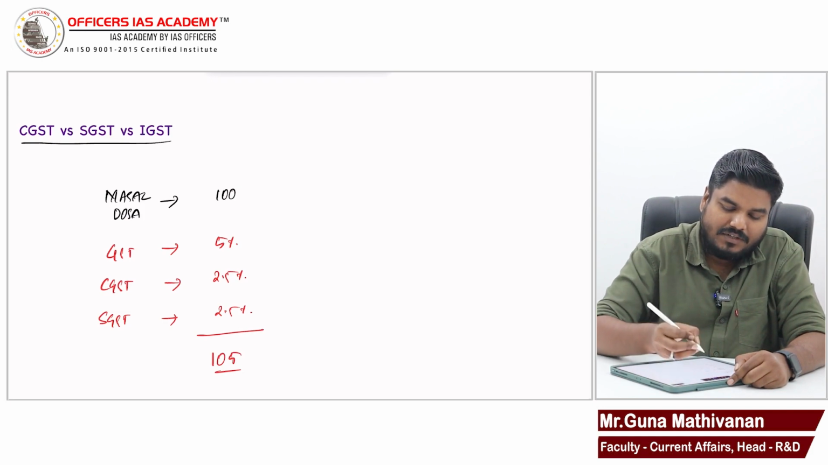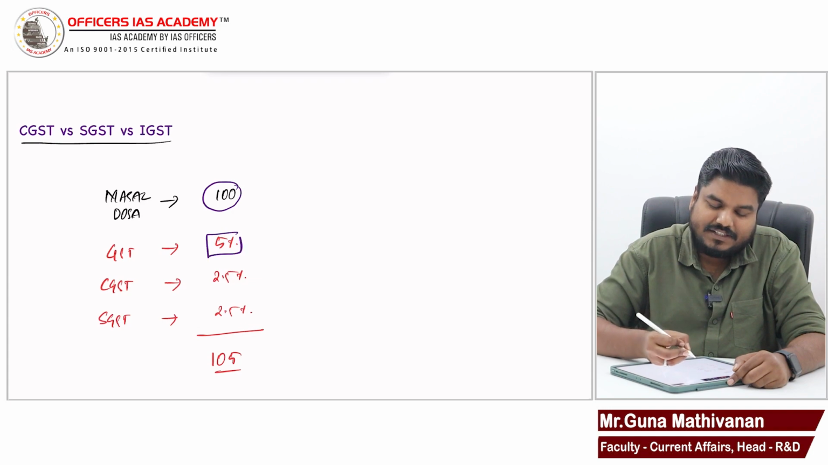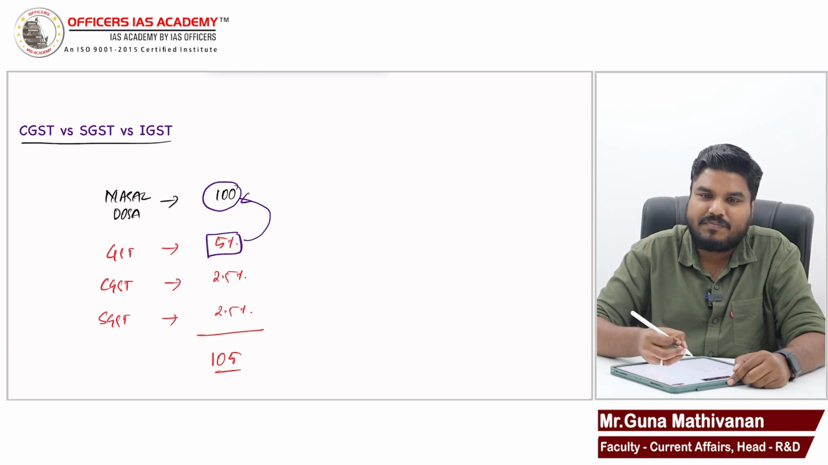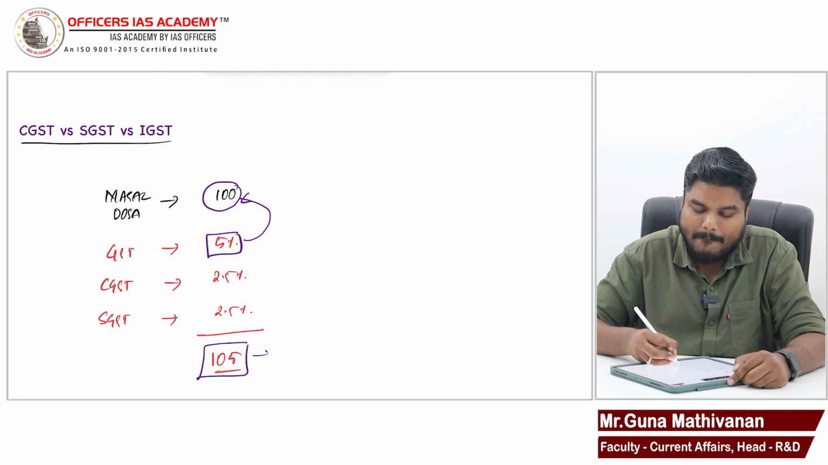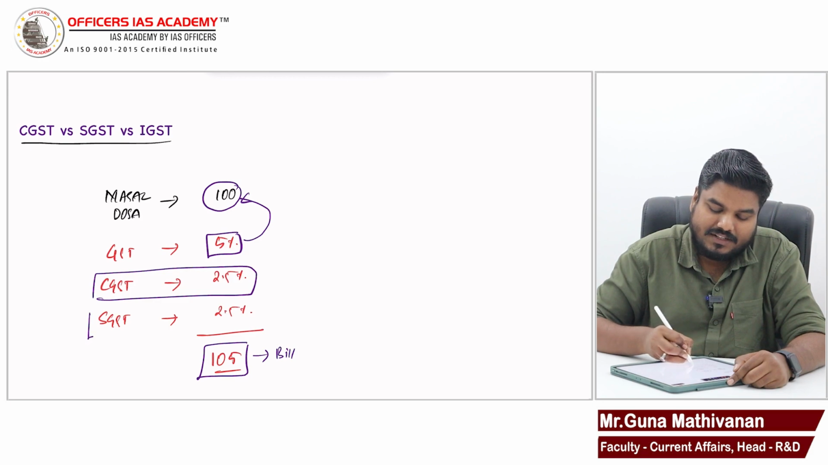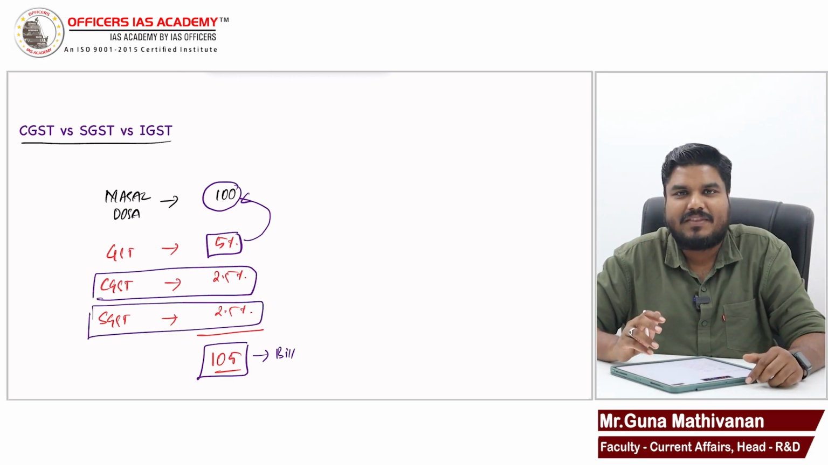So, the amount is 100. The GST is 5%. Now 5% on this 100 is 5 rupees. So 105 is the bill amount. Now what is this CGST? What is this SGST? It is not two different taxes.